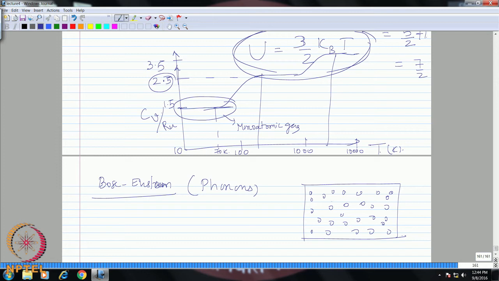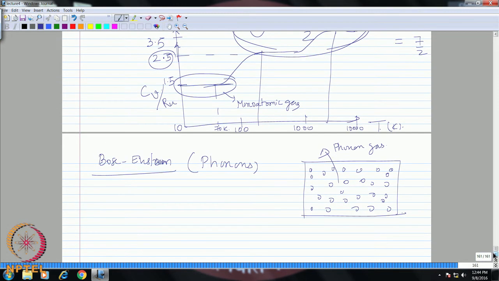You can assume the solid is now equivalent to a box filled with phonon gas. So, we can now bring in our Bose-Einstein distribution function to calculate the internal energy of the solid. Okay. So, can you try it out now the same way that we did for gas molecules? Now, the states are quantized. So, therefore, you have to still use the summation.